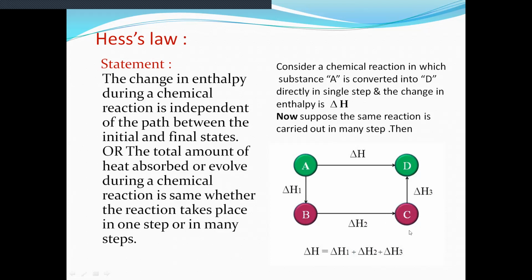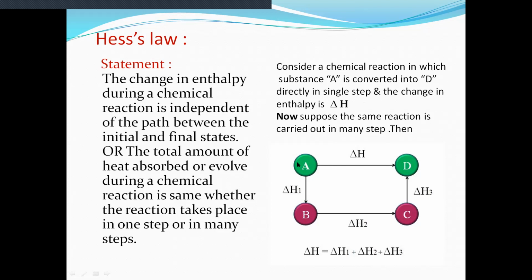Now what will happen in the third step? In the third step, C is converted into D. And in this reaction, the heat absorbed or evolved is denoted by delta H3. So in both the processes, A is converted into D. Reactant and product are the same in both processes. Then what is the difference?